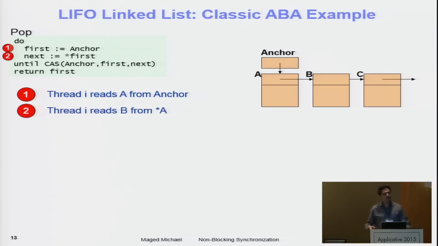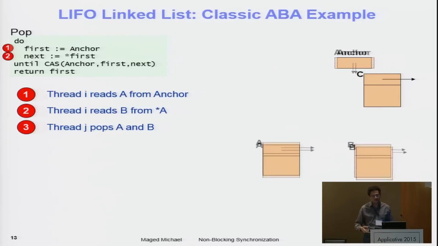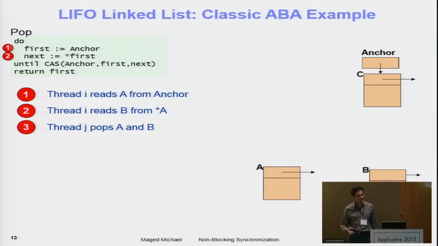So again, you have a thread I that reads the value A from anchor. Thread I reads the value B from the next pointer of A. So far so good. And then now the problem starts. Thread I goes to sleep or is delayed, and then thread J succeeds in popping A and B. So now J succeeded in popping A and B, and the anchor is pointing to some other value C.